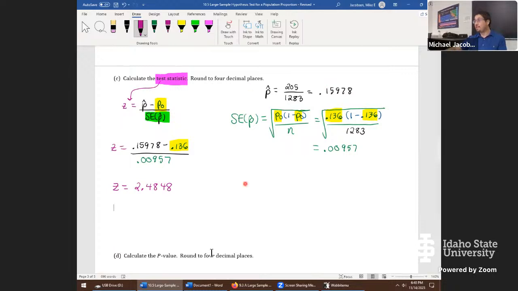That is pretty far away. At this stage, you could almost say the null hypothesis is probably false. Getting a value 2.5 standard deviations away from the center is a rare event. But now we have to quantify exactly how rare that is. And that's where we return to the p-value. This one's a 2-tailed test, so it's a little bit tricky.